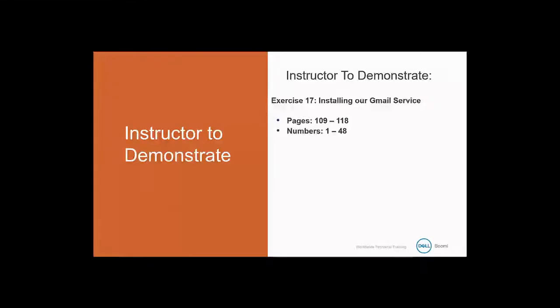In exercise 17, what we'll be doing is installing another service to our tenant. This will allow our flow to email through Gmail by installing the Gmail service. This will create a greater amount of functionality and abilities for our app so that we can email ourselves or email others even through Gmail.